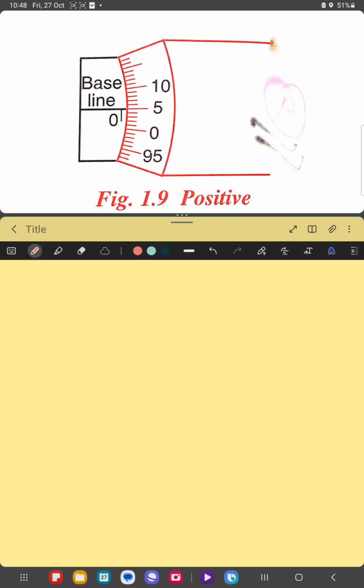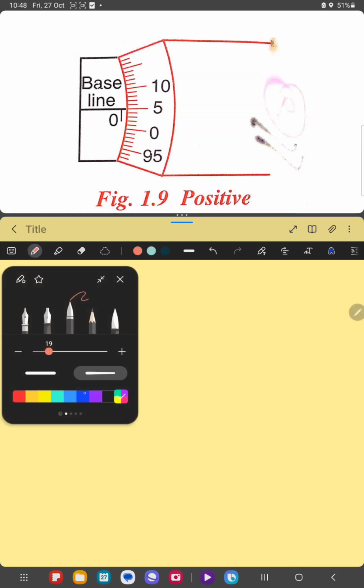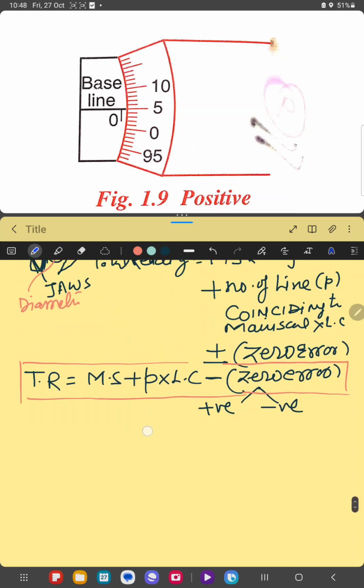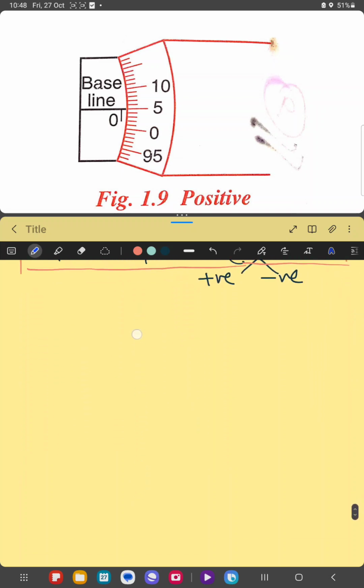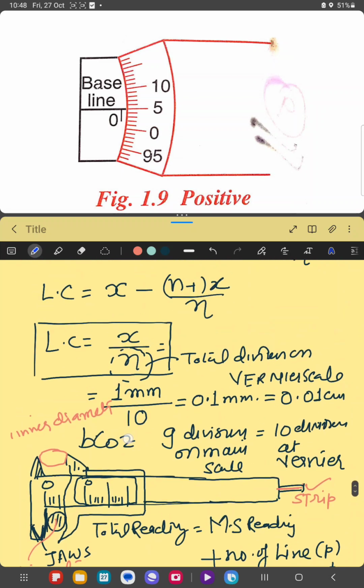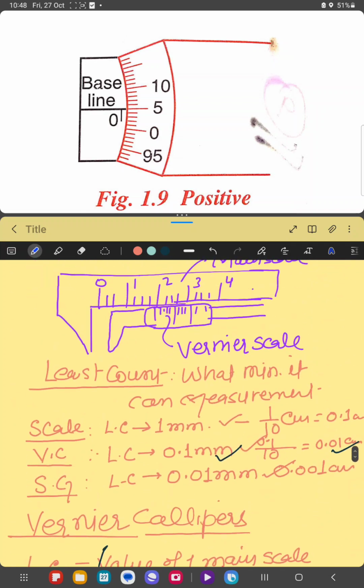Hello everyone, and we will start today's discussion with the topic called the screw gauge. On an earlier occasion we have already done the vernier calipers. Let's have a very quick review.